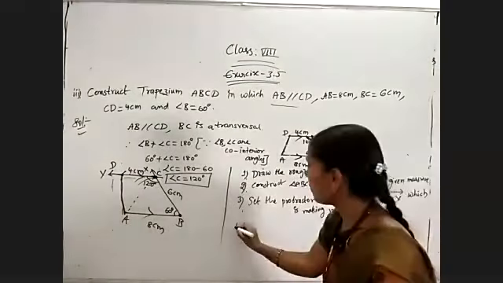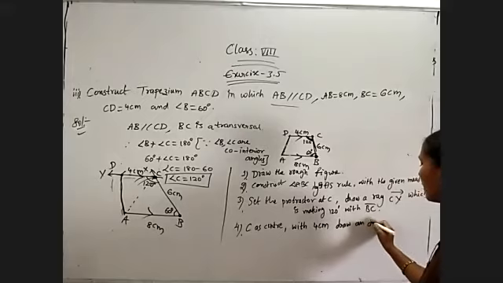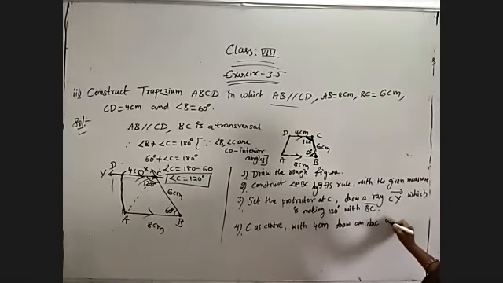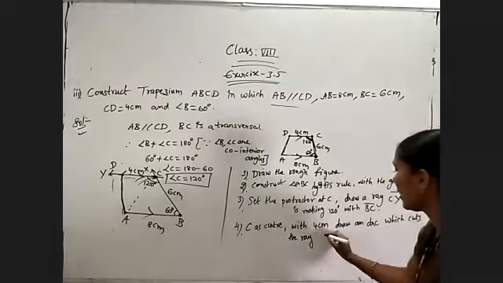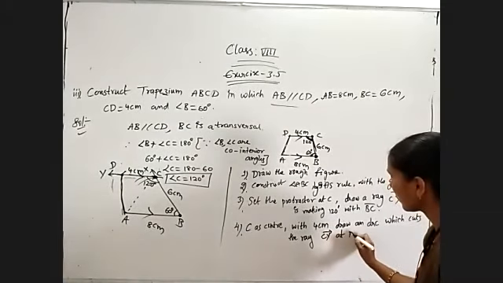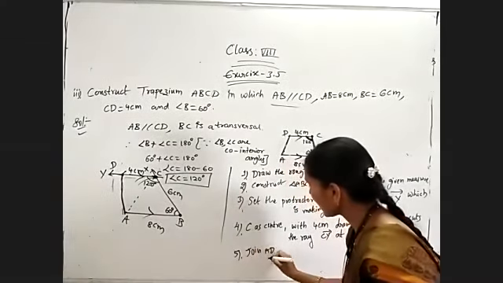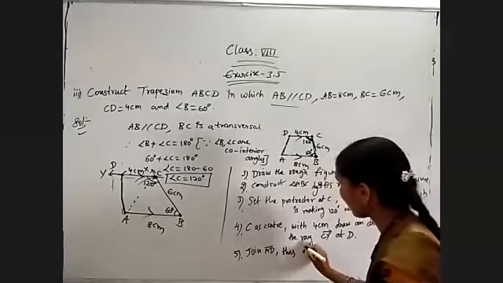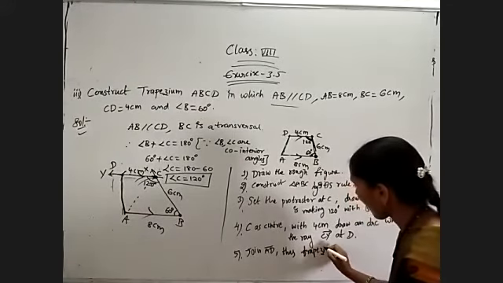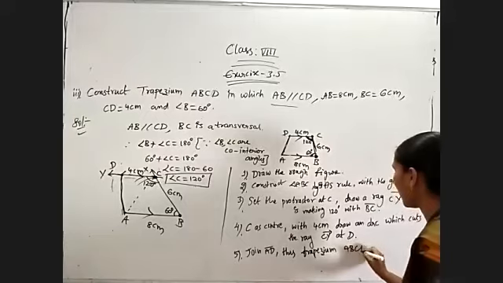Okay, now fourth point, with C as center and 4 centimeters radius, using the compass, draw an arc which cuts the ray CY at D. Now fifth point, join AD. Thus trapezium ABCD will be formed.